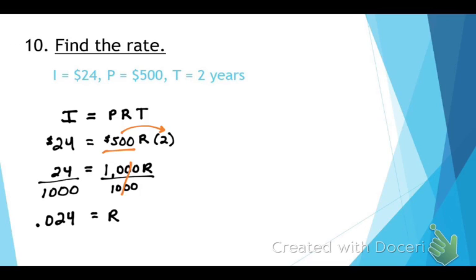Some people kept it as that. What does rate have to be? A percentage. So change that decimal to a percent, and what do you get? 2.4%. 2.4% is your rate.